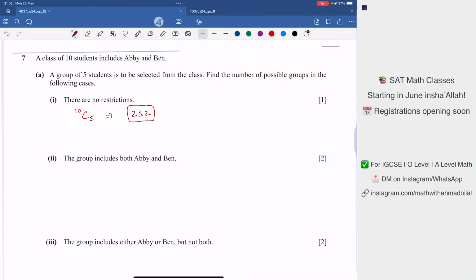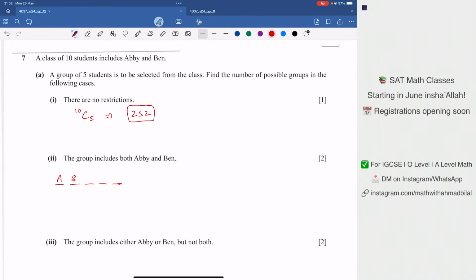The group includes both Abby and Ben. Okay, what about this now? You had to select 5 people, right? Now they're saying these 2 people have to be there. So that means Abby is already there and Ben is also already there, right? We don't have a choice for them. It's already given that they have to be selected.